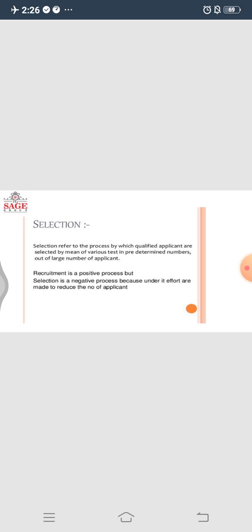Now, selection process. Selection refers to the process by which qualified applicants are selected by means of various tests in predetermined numbers out of a large number of applicants. In our last classes, we studied that through the recruitment process, people apply to your organization. Now, suppose we have vacancies for two sales personnel, and we have received around 50 resumes for the same. So now the beauty of the work is that you have to pick the right candidate who can be suitable for the job. Out of those 50, you have to screen a few so that they may go to the next round, and then you'll be able to select the right person for the right job.